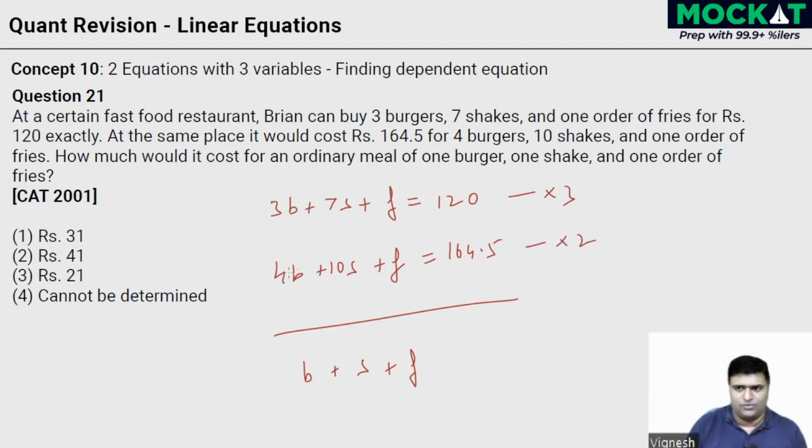3 3s are 9, 2 4s are 8. Difference is 1. 3 7s are 21, 2 10s are 20. Difference is 1. 3 1s are 3 and 2 1s are 2. 3 minus 2 is 1. So 360 minus 2 times this, that's going to be a 329, and that therefore comes to 31. Option 1 becomes the answer over here.